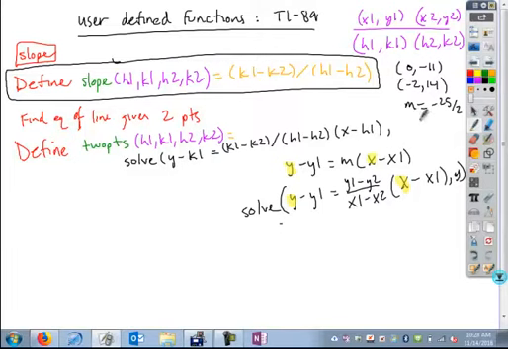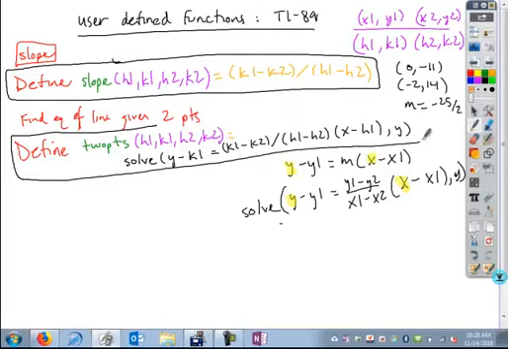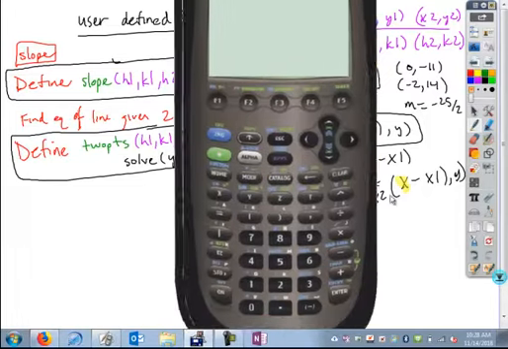Okay, and then we want to solve for y. And so this is the entire thing that we're going to write in our calculators so that we won't ever have to do all of those steps. We can simply enter it into our TI-89s. Okay? So I'm going to go ahead and enter those in here.